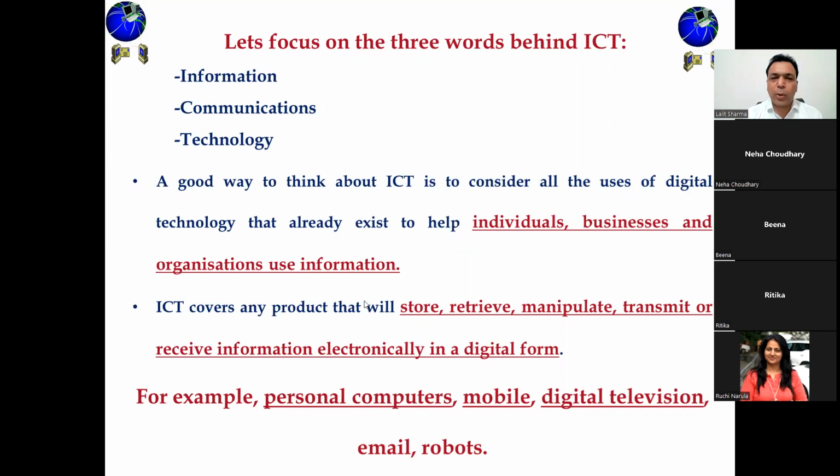So a good way to think about ICT is to consider all the uses of digital technology that already exist to help individuals, businesses, and organizations use information. Means as an individual, we use information, businesses use information, organizations use information. So ICT जो हमें helps करती है, right? So ICT covers any product that will store, retrieve, manipulate, transmit, or receive information electronically in a digital form, right?